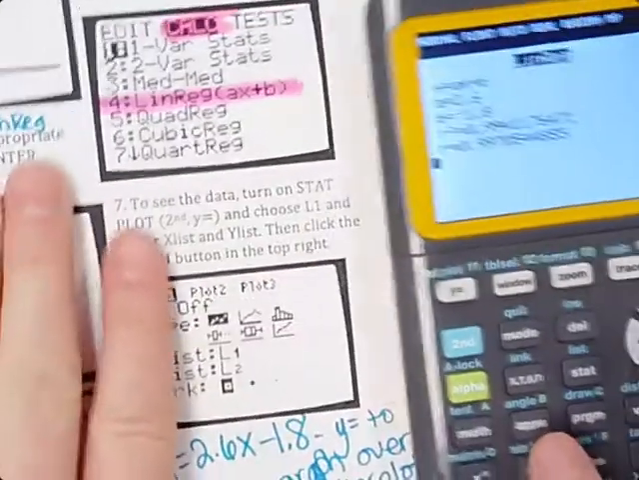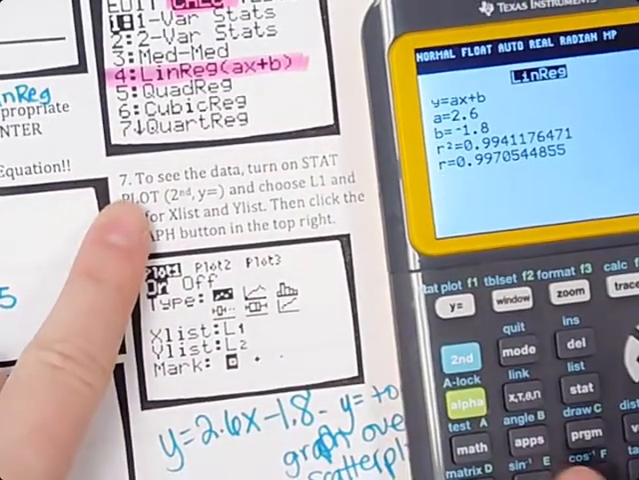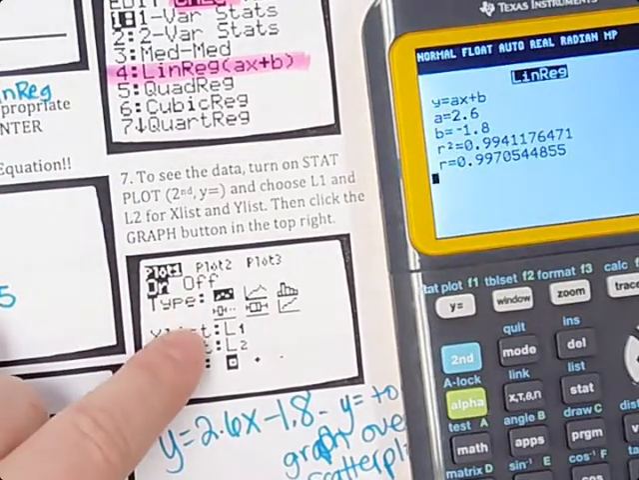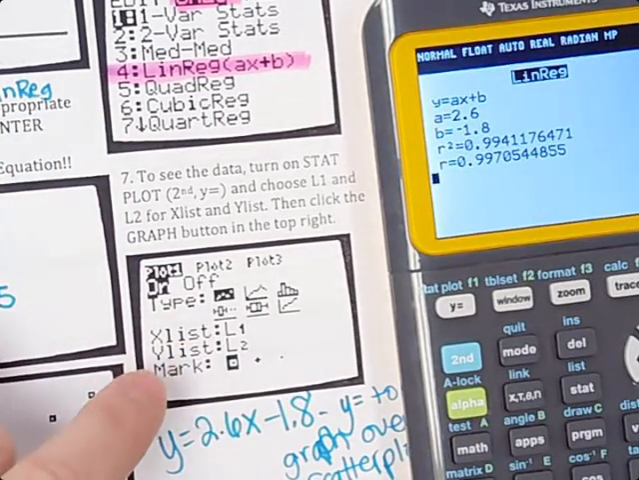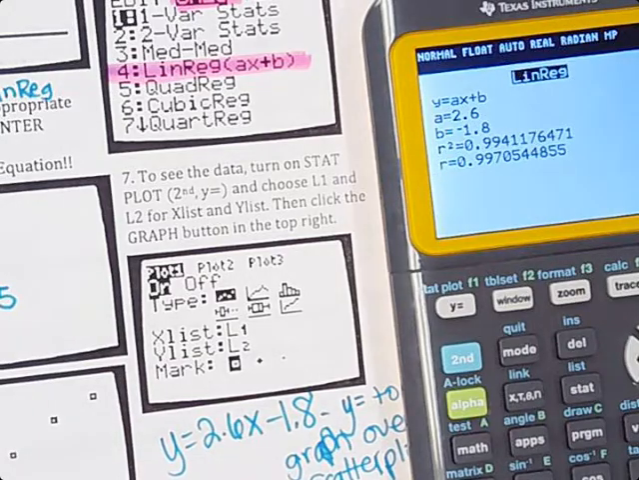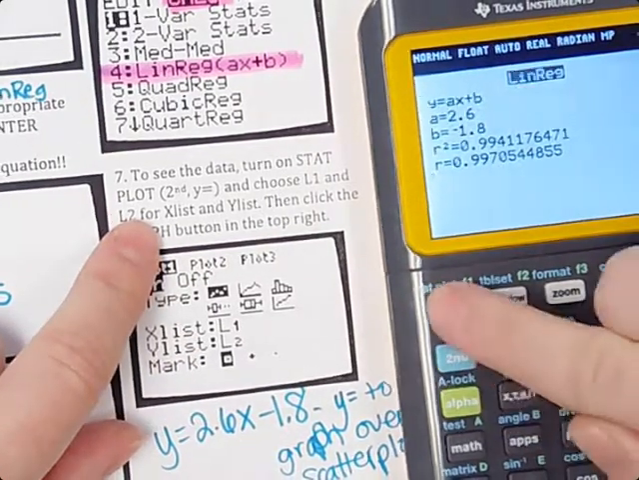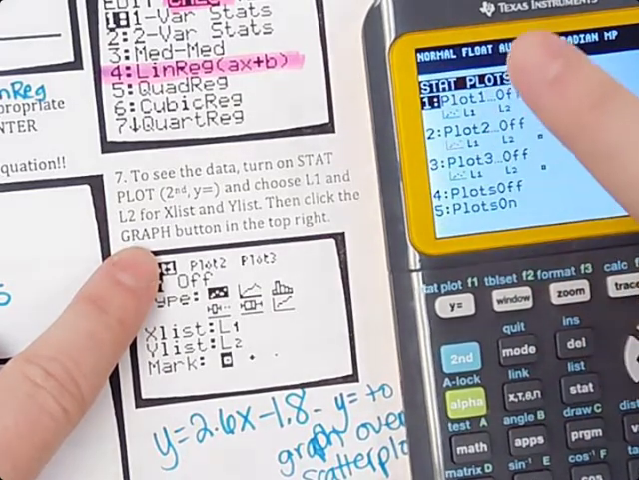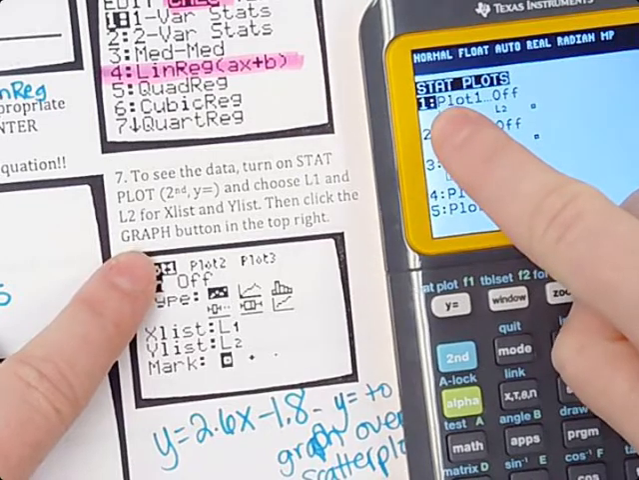Okay. Next thing we're going to do is actually look at this on our graph. This is really cool how it can plot this information and give you a scatter plot, and then you graph the line over the top of it. So we're going to go to second y equals. And this says stat plot. So that means I'm going to plot my stat.